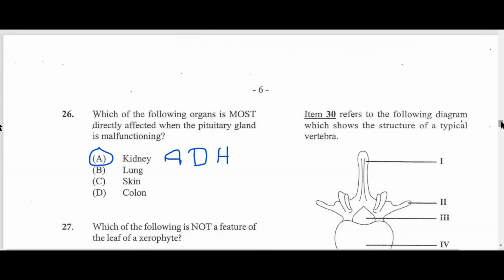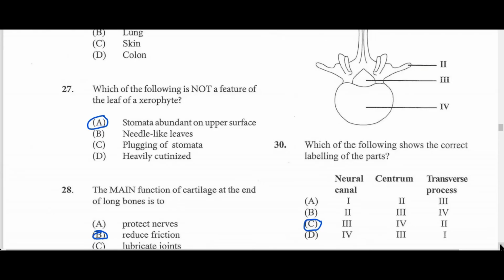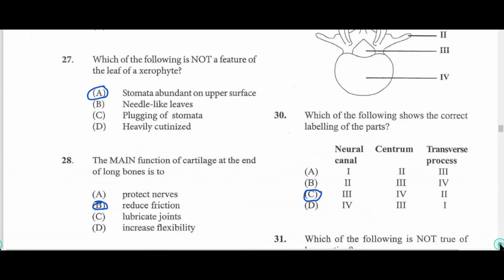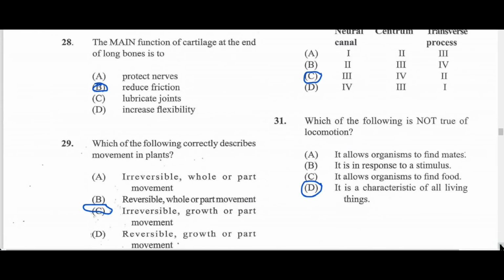It refers to the following diagram, which shows the structure of a typical vertebra, and it is nicely labeled as it would have been in the textbook. Which of the following shows the correct labeling of the parts? I have chosen C. So 3 would have been the neural canal, 4 would have been the centrum, and 2, of course, would have been the transverse process. And this is a recall question. It's coming directly from the text.